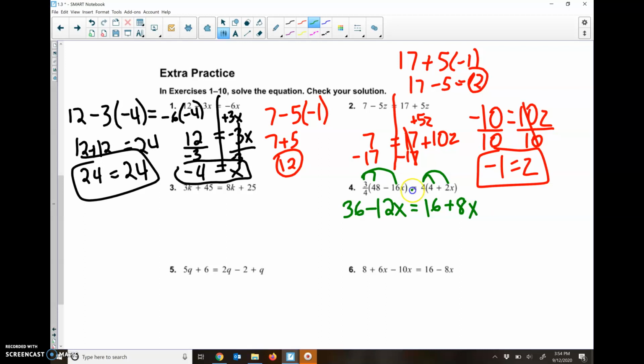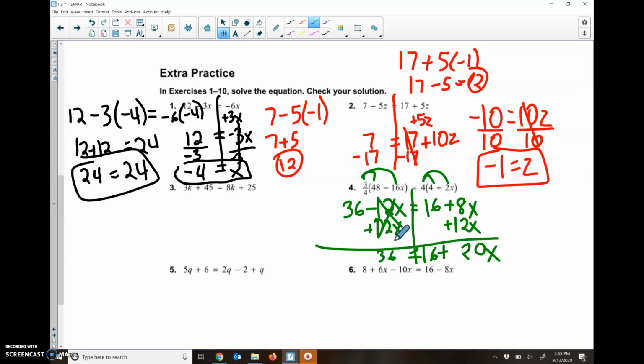Again, I'm going to try to get my x to be positive. So I don't want to subtract 8x from each side, because then that'll give me a negative 20. So I'm going to end up adding 12x to both sides, so that I end up with a positive 20x. Again, if you don't care about the variable being negative, then you don't need to worry about that.